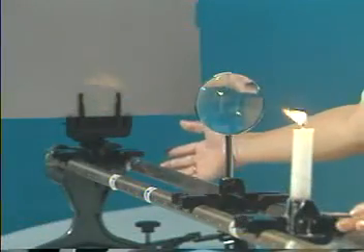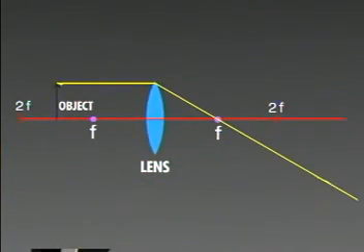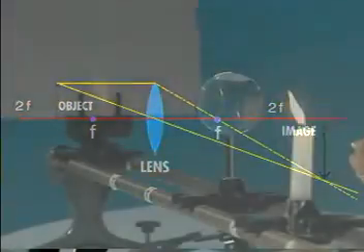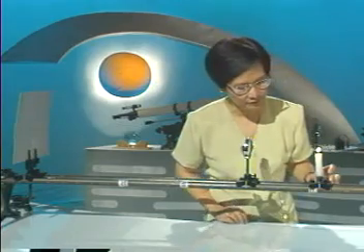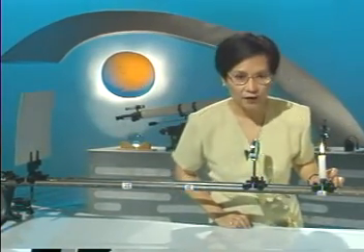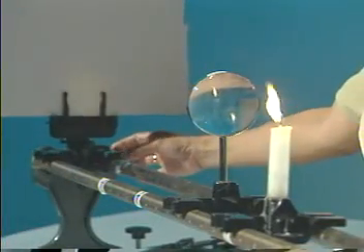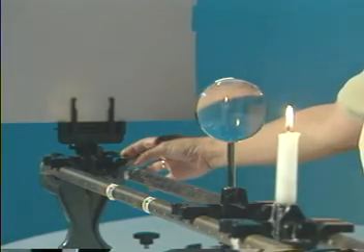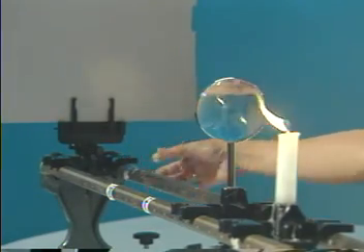As the object is moved nearer the focus, the image is still real, inverted, and becomes bigger than the object. The position of the image is farther than the position of the object from the lens. Now, let us position the candle at the focus, right here. All right, so is there an image formed on the screen? Well, yes, there still is, but note that the image distance is very much greater than the focal length.